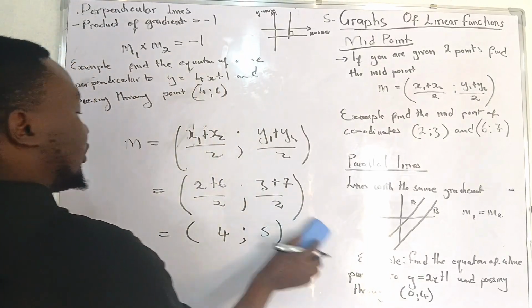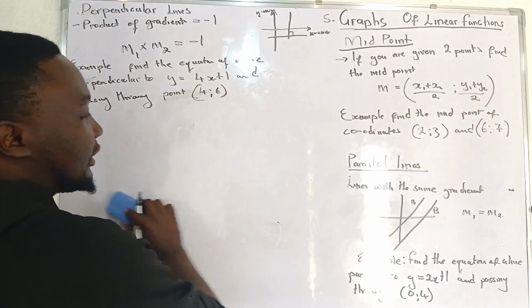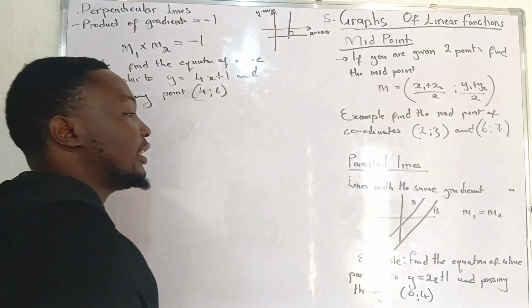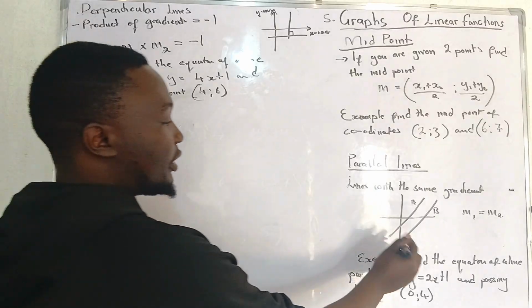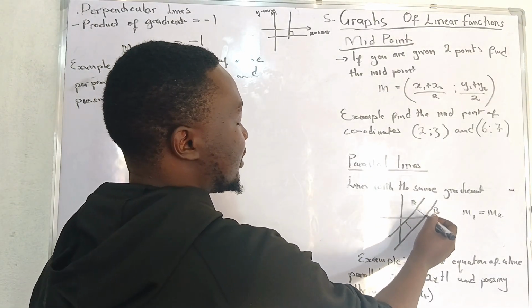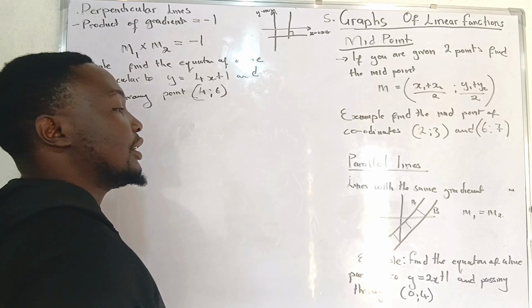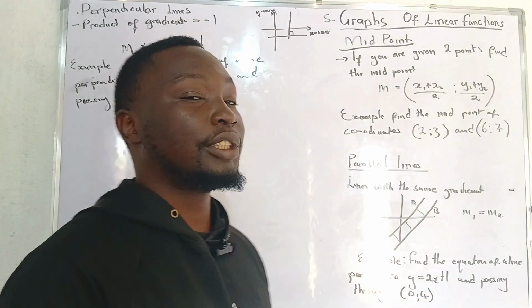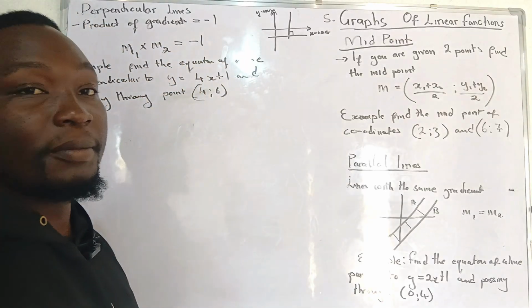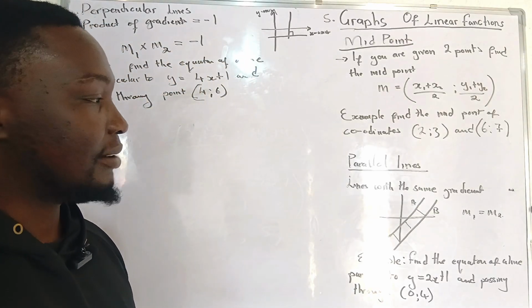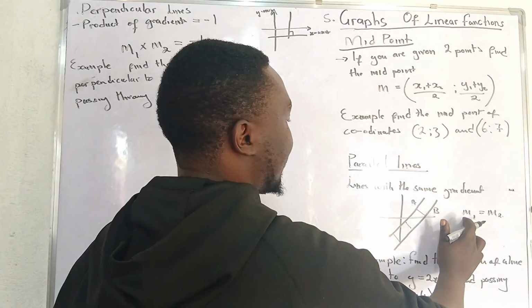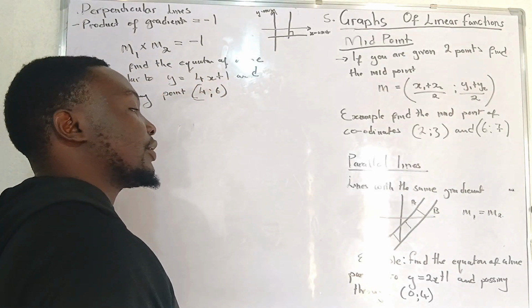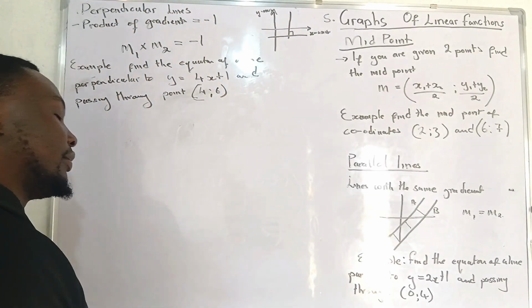So let's move on and talk about parallel lines. Parallel lines are lines that have the same distance between them. So if you measure here, it's the same distance, here is the same distance, here is the same distance. That's what we call parallel lines. And one defining feature about parallel lines is that they have the same gradient. So the gradient of a line parallel to A is the same as the gradient of B.